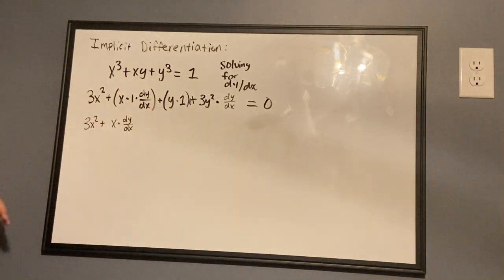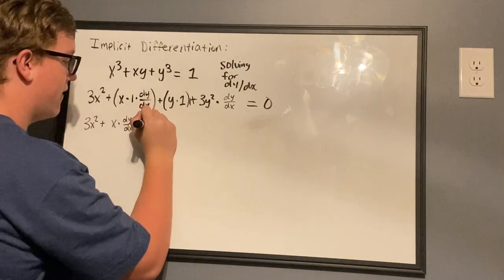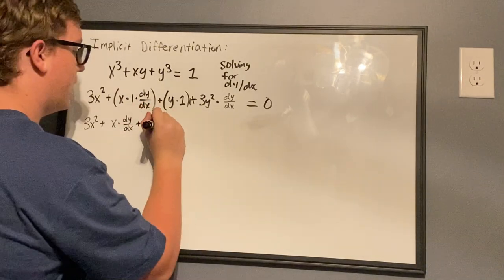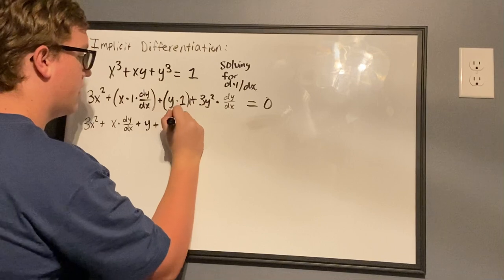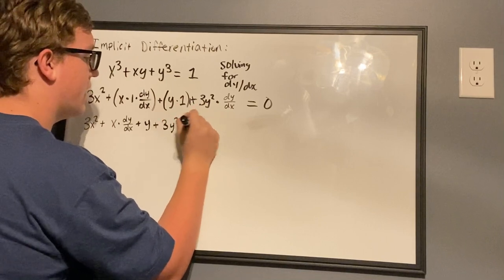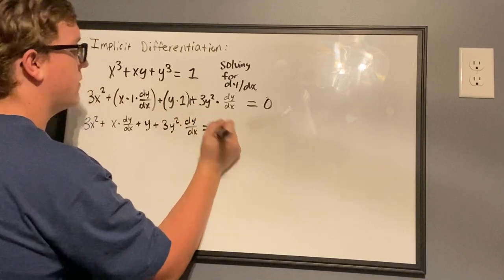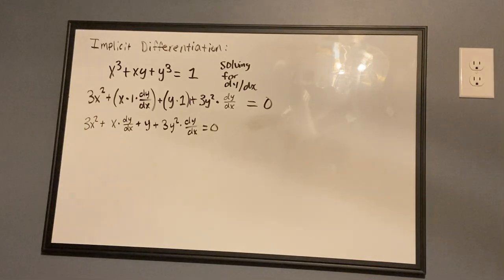Plus just a regular y, because it's y times 1, so plus y. Plus 3y squared times dy dx is equal to 0. Okay, so now we've done most of the derivative work, so now we need to solve for our dy dx. So we need to get these dy dx's on their own.